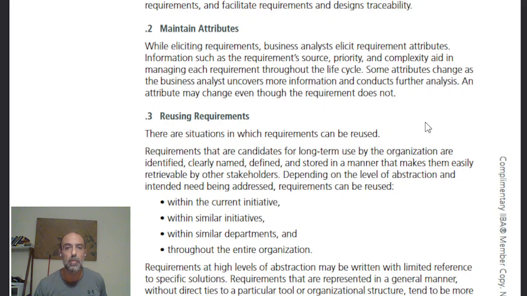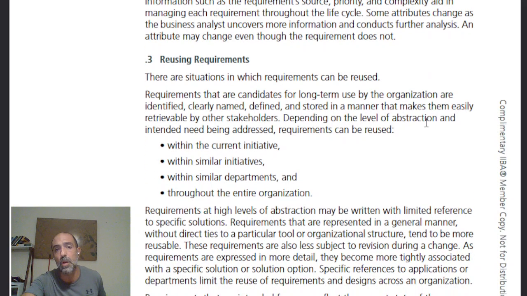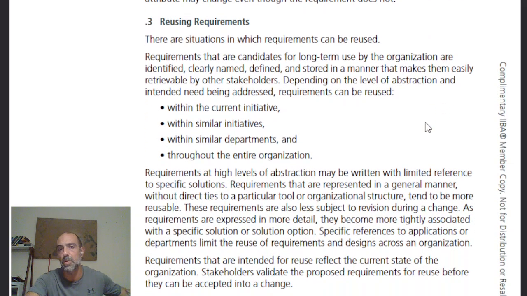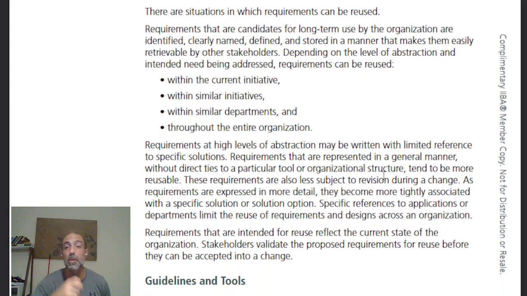So reusing requirements, there are situations in which requirements can be reused, which is awesome because once you finish with it, you can actually reapply whatever you did as a requirement in another space. Requirements that are candidates for long-term use by the organization are identified, clearly named, defined, and stored in a manner that makes them easily retrievable by other stakeholders. Remember, everything that we do is actually going to lead to something else. So here they're just telling us how we actually handle a requirement when it's done.